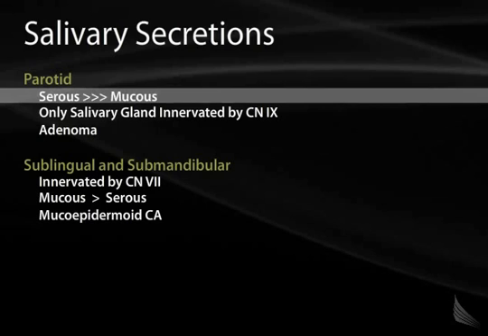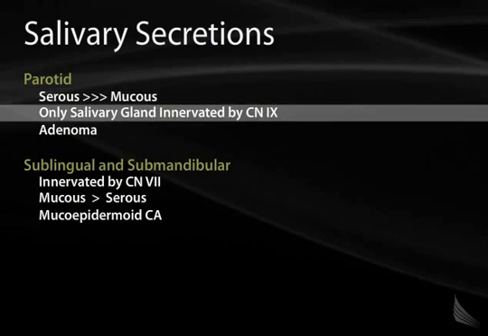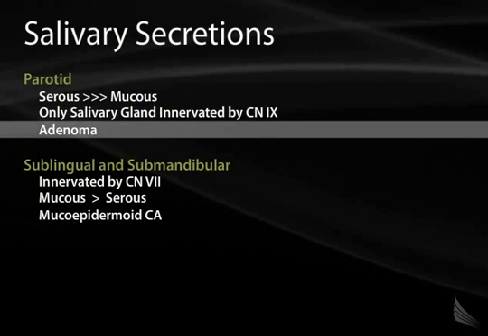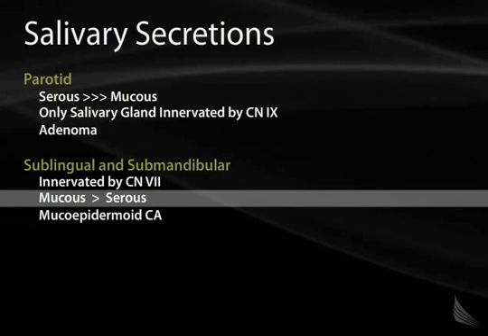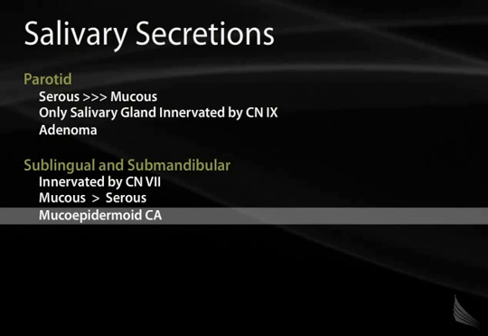The parotid gland produces more serous secretions than mucus secretions, and is the only salivary gland innervated by cranial nerve 9. Tumors of the parotid gland are usually adenomas. The sublingual and submandibular gland are innervated by cranial nerve 7 or the facial nerve, and they have a predominant mucus secretion rather than serous secretion, and tumors of these glands are mucoepidermoid in nature.